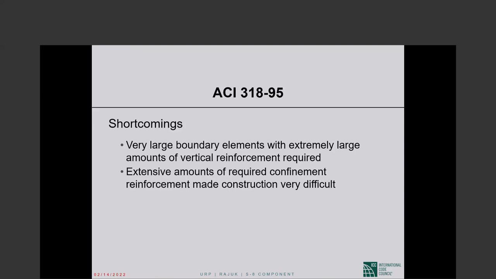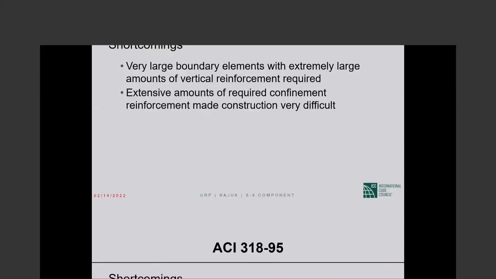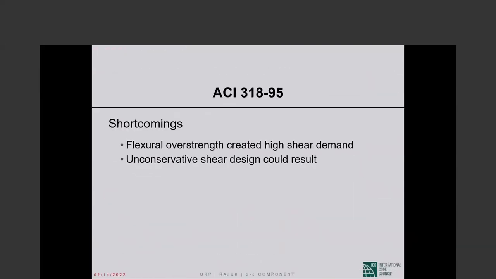So this was a construction nightmare. The constructability was a huge issue. Could this even be done? But that was not the only problem. Something else even worse was happening.